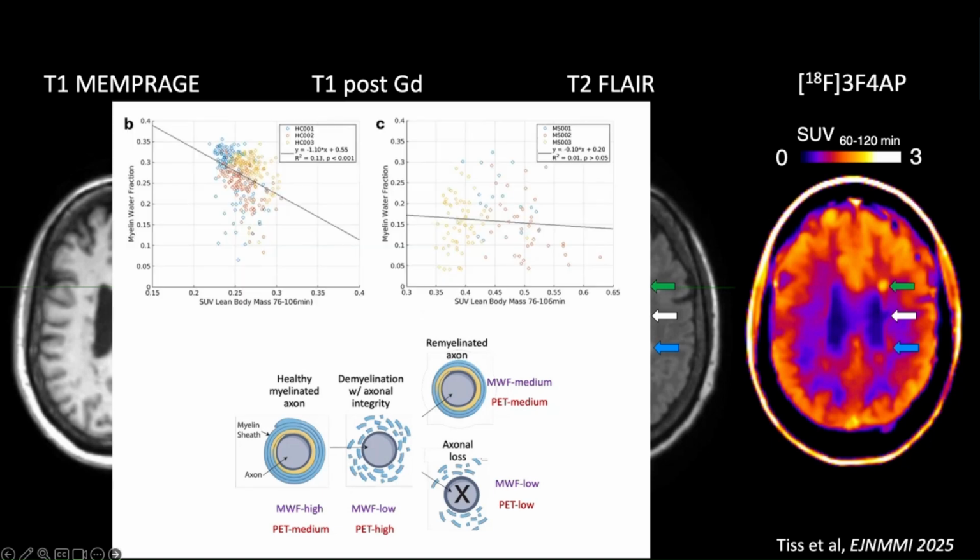And this is different from what you see with myelin water fraction on MRI. Myelin water fraction in healthy controls shows a moderate correlation with the PET signal, but in MS, it did not show a good correlation. So again, myelin water fraction and 3F4AP PET are giving you different information.